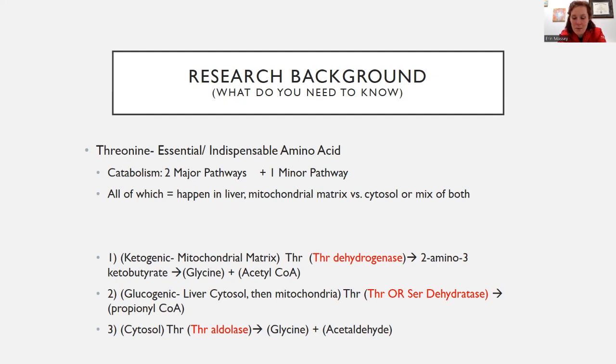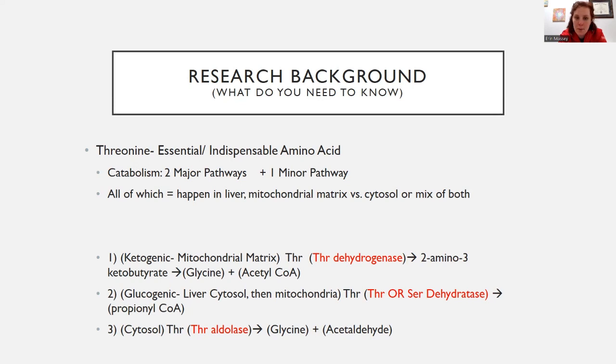Acetyl-CoA, remember, enters the Krebs cycle with a bunch of other ketogenic amino acids, and then part of the pathway shuts down because they no longer need to turn into acetyl-CoA. So that's going to be used in the place of that part of the cycle. So the first major pathway utilizes threonine dehydrogenase.